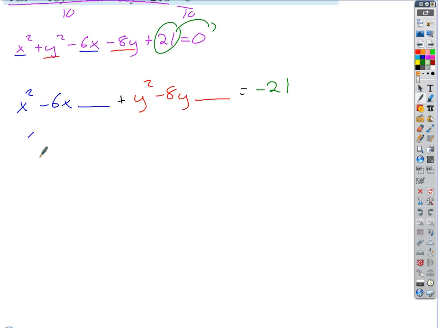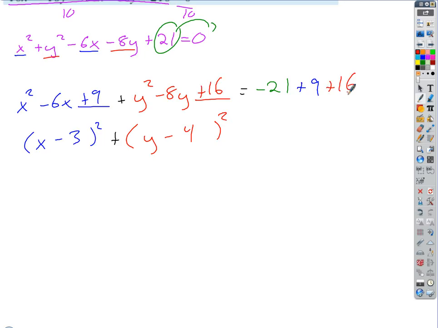So if we complete the square for the x's, half of negative 6 is negative 3. So we can see that h is going to be 3. Negative 3 squared is 9, so I have to add the blue number 9 to both sides. If I complete the square for the y's, half of negative 8 is negative 4. Negative 4 squared is 16, so I have to add 16 to both sides.